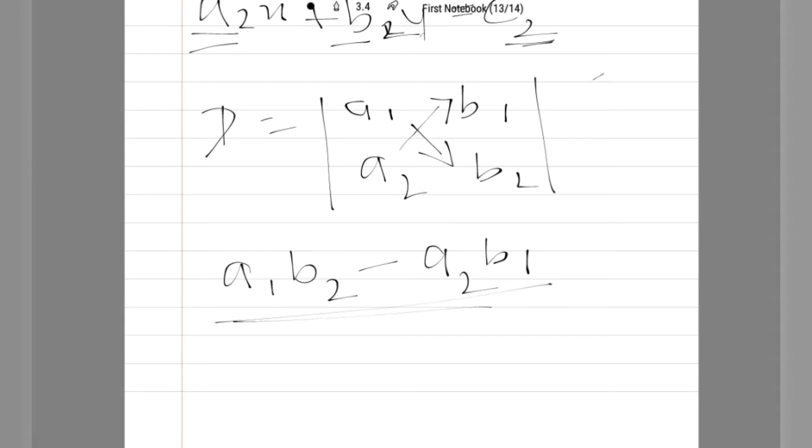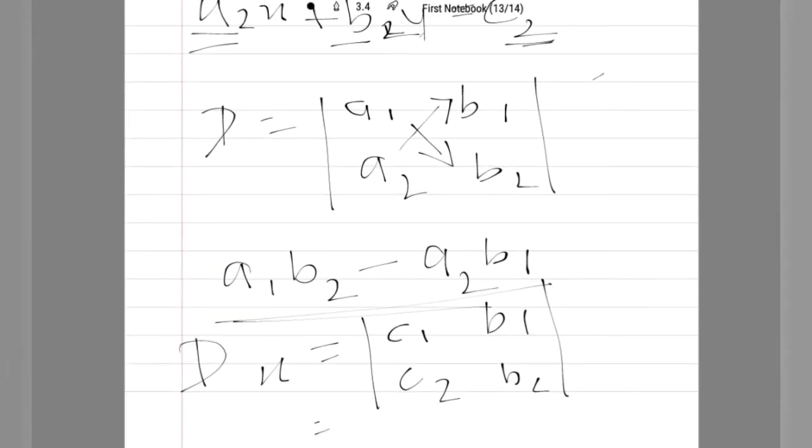For every determinant, suppose we take Dx, we write determinant Dx as c1, c2 and b1, b2. And we will find its value as one multiplication minus the other multiplication. So c1 b2 minus b1 c2. So this is how we find the values of the determinants.